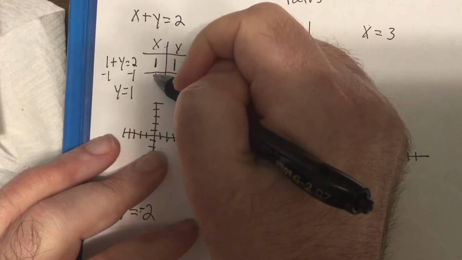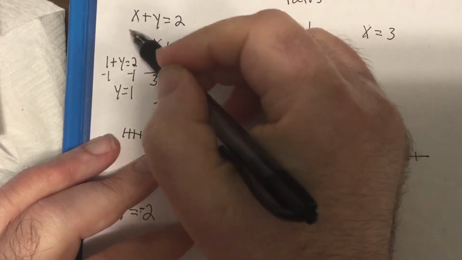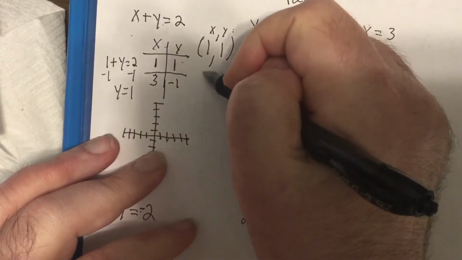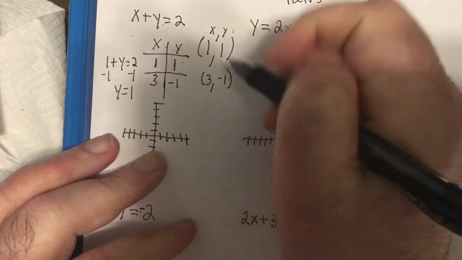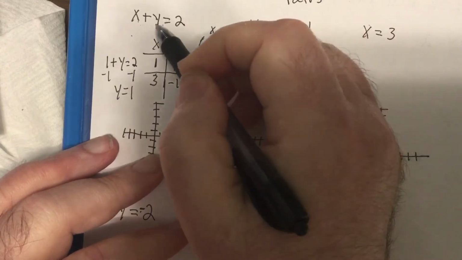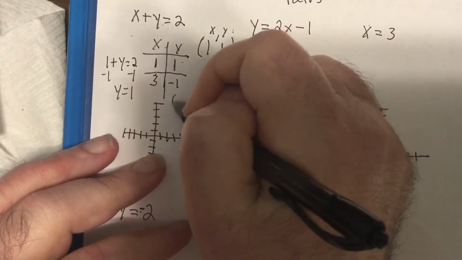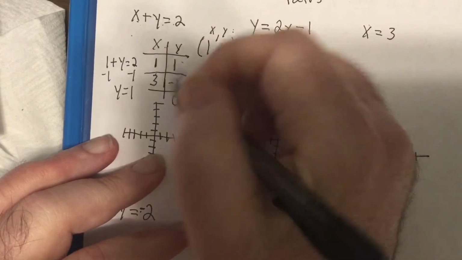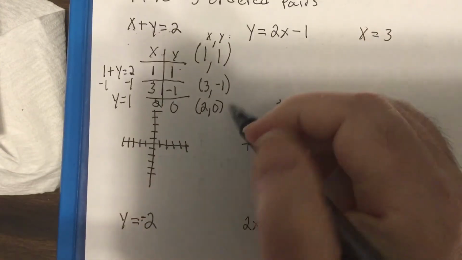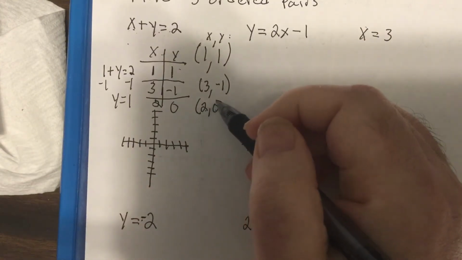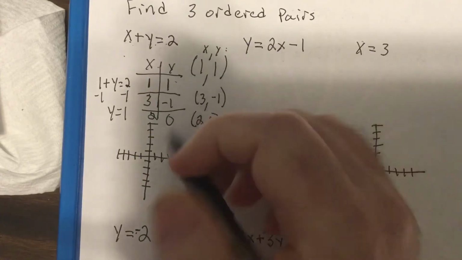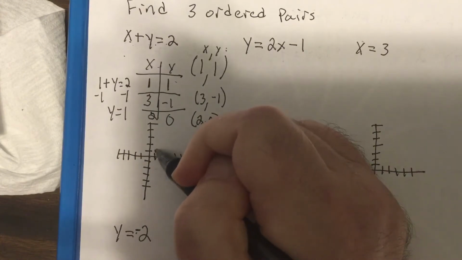So let's put in 3. 3 plus y equals 2. Subtract 3. Y would be negative 1. Let's put in 0. Now I could do it for y. Put 0 in for y. Okay, x plus 0 equals 2. So x equals 2. Now notice, when one of them is 0, that's kind of like a special ordered pair because it means it's right on an axis. So 1, 1, you'd go right 1, up 1.